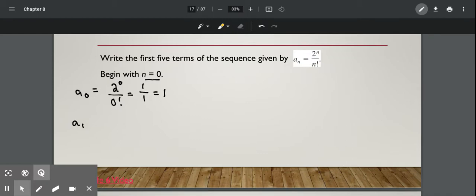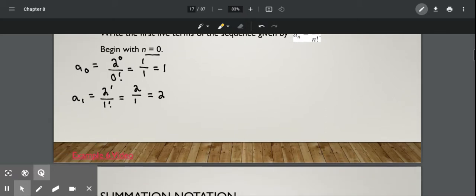A sub 1 would be 2 to the 1 over 1 factorial. So that would just be 2 over 1 factorial, which is just 1, so we get 2 over 1, which gives us 2. A sub 2 would be 2 to the 2 over 2 factorial. So we would get 4 over, and I usually start with that number, so I would say 2 times 1, which gives us 2.